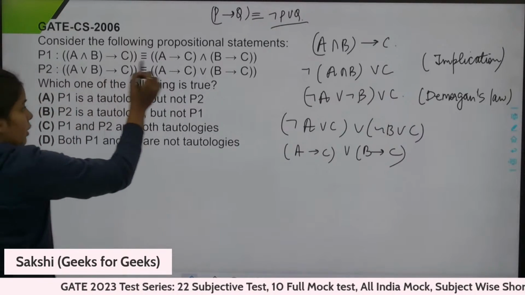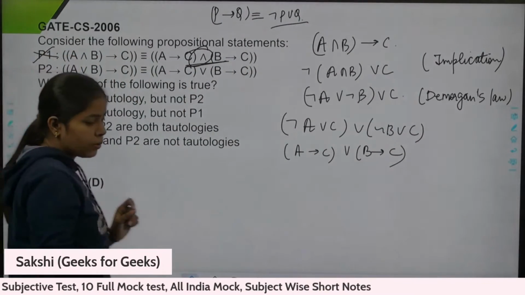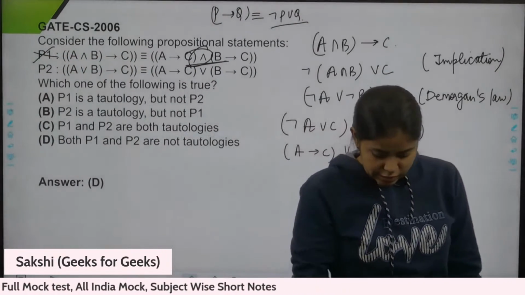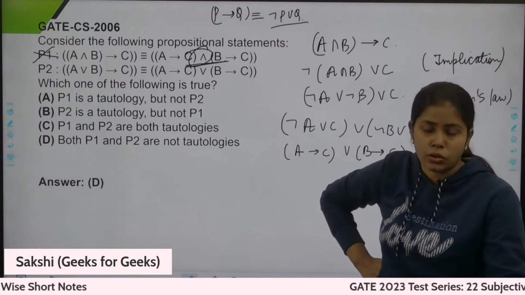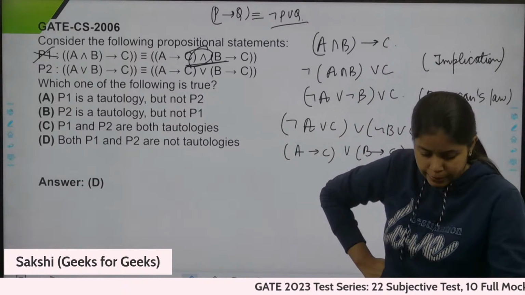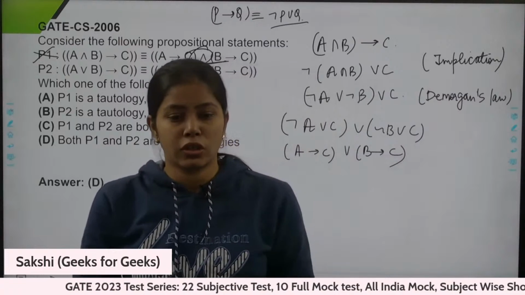So that means they are not equivalent, because we have an and sign here. So this P1 statement is not equivalent, right? So the P1 statement is not a tautology. If they became equivalent, then it would be a tautology, right? It would be true in every case. Just try it once: check whether P2 is a tautology or not.